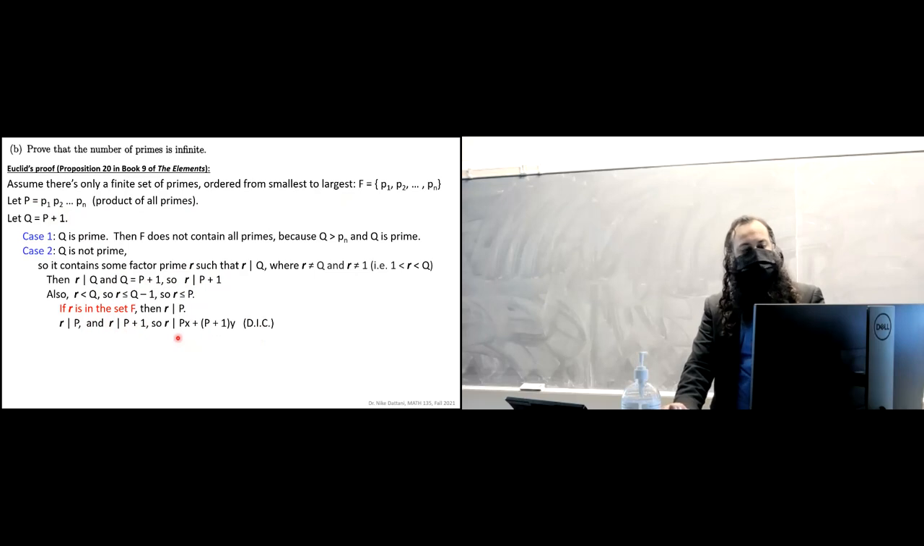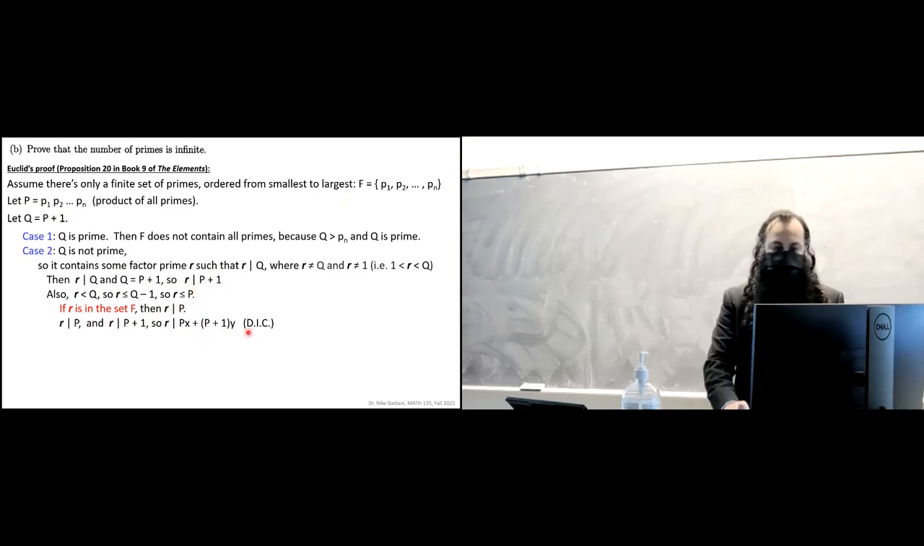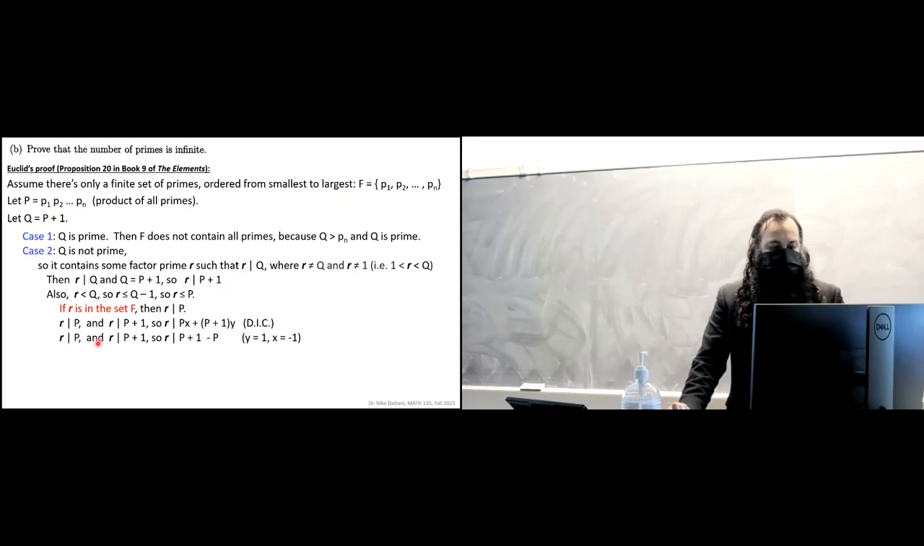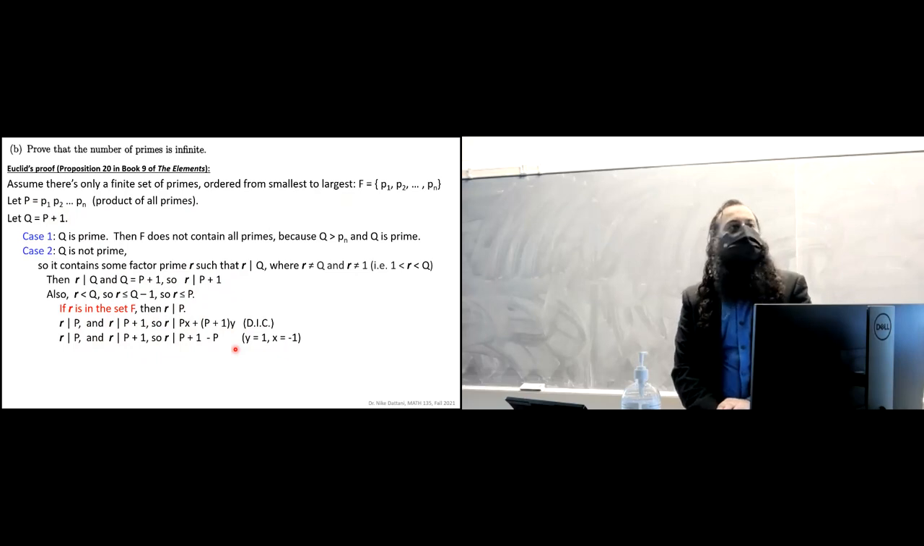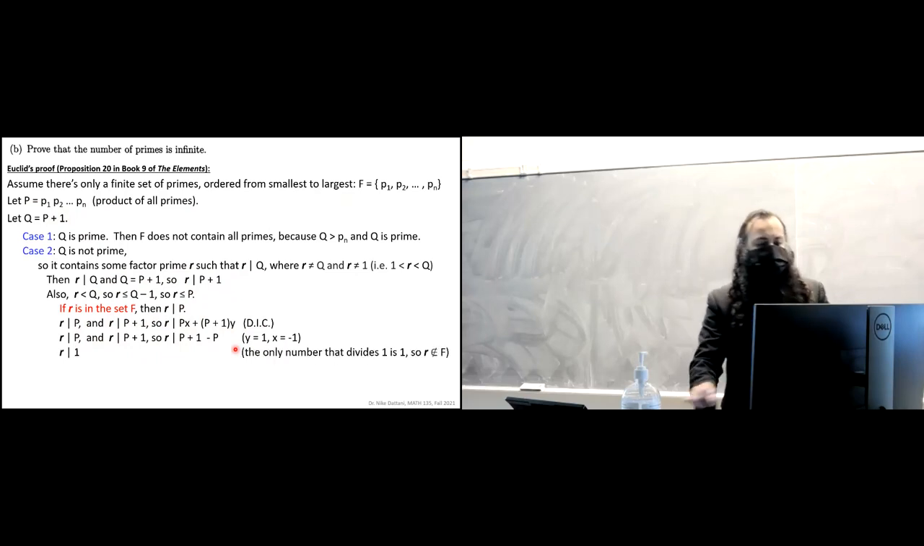So now we use DIC. R divides Px plus (P plus one)y. All right. So R divides P and R divides P plus one, so it divides this integer combination. So R divides P plus one minus P, because I set y equals one, x equals negative one. So I have P plus one minus P. That's equal to what? One. So R divides one.